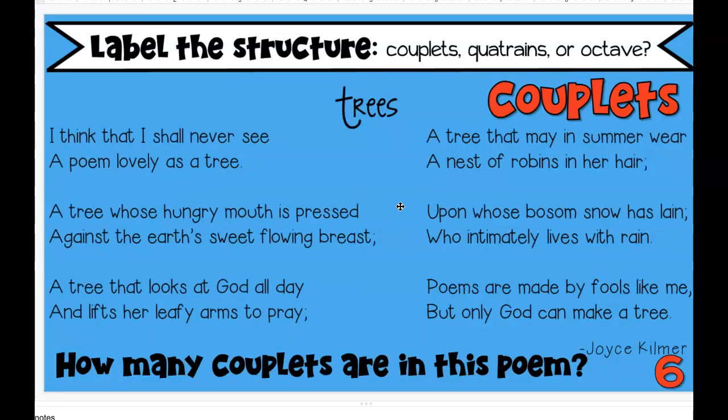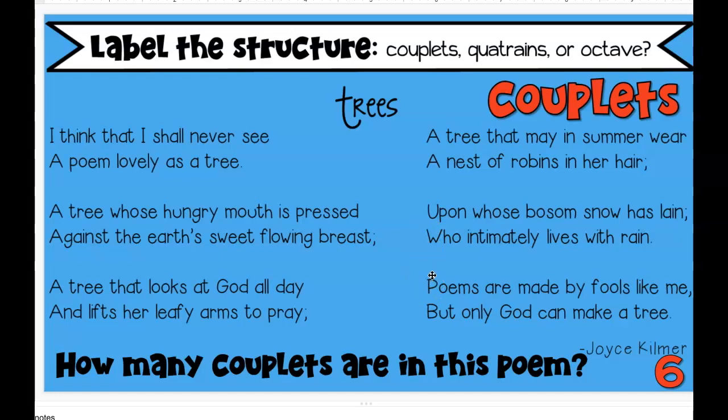Okay, so this is Trees. I think that I shall never see a poem lovely as a tree whose hungry mouth is pressed against the earth's sweet flowing breast. A tree that looks at God all day and lifts her leafy arms to pray. A tree that may in summer wear a nest of robins in her hair. Upon whose bosom snow has lain, who intimately lives with rain. Poems are made by fools like me, but only God can make a tree.